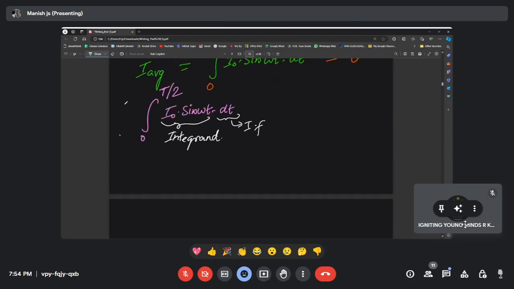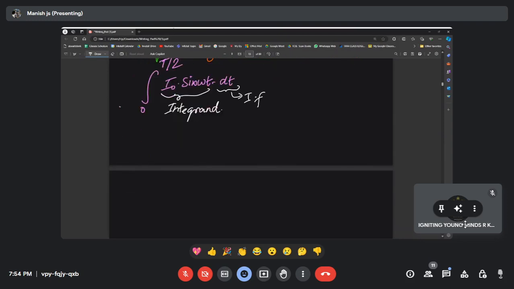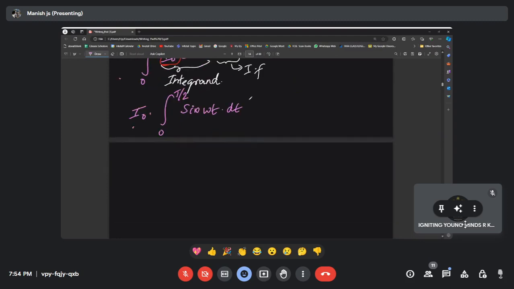Okay, so here, which is the constant term? The constant term is I naught. So I will take this I naught outside the integration sign, so that will come out. We can write this as I naught integration, the limits are from 0 to T by 2, sine omega t into dt. Simple. So we will express it like this.